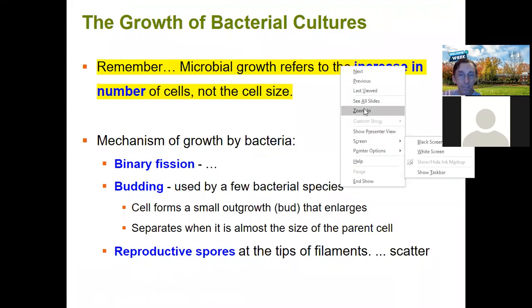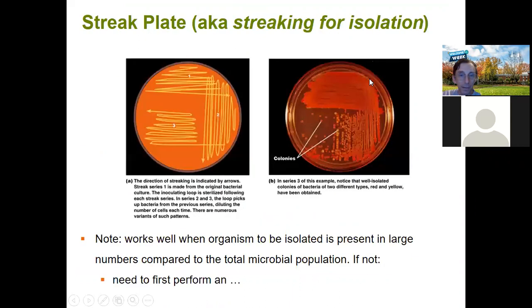Colony streaking only works when the organism of interest is large enough in proportion to the total microbial population. Like here, the yellow colonies are not high enough in the population to get a pure culture from doing 1 streak. Any question about any of that?